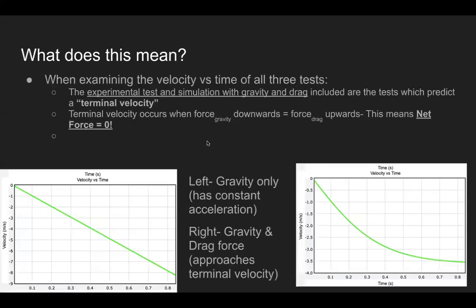And then what does this mean? This means that the experimental test and the simulation with gravity and drag are the ones that reached terminal velocity, which means the net force equals 0, and that's why there's a constant velocity. And that's pretty much it.